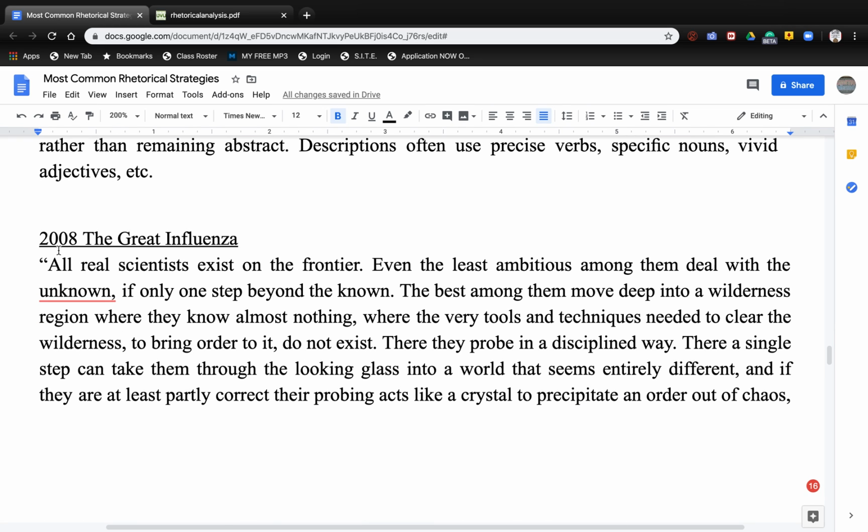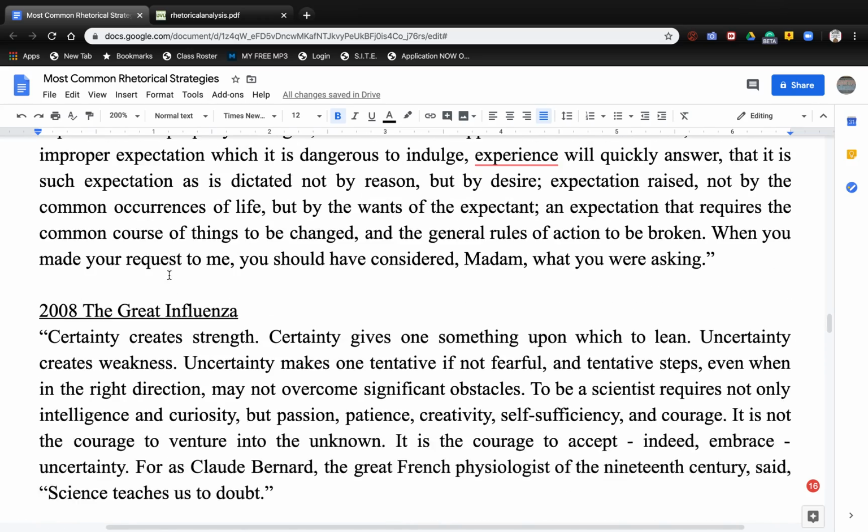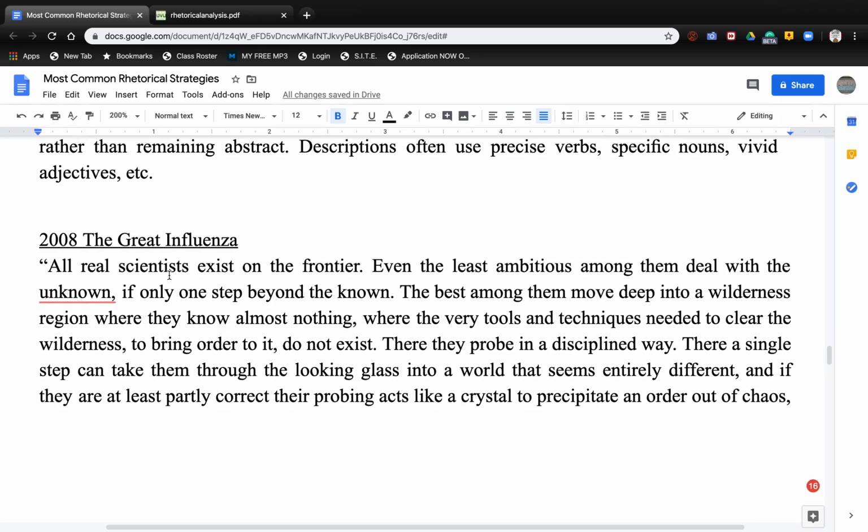Take the 2008 book, The Great Influenza, this passage, which is actually the same one that we were just covering, and let's look at what it's doing. Now, all real scientists exist on the frontier. Even the least ambitious among them deal with the unknown, if only one step beyond the known. The best among them move deep into the wilderness.